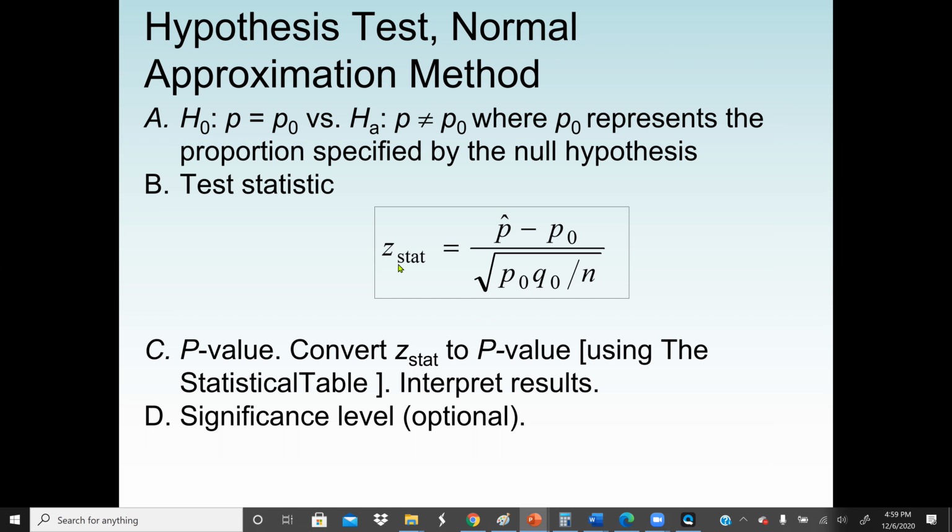So now when we get the z-stat value, we can go to the standard normal table to find the p-value. Then from there, we can interpret our result. If the p-value is less than the significance level, then we reject the H0. If the p-value is greater than or equal to the significance level, we can say that we are going to accept the H0. The significance level, again, is optional.